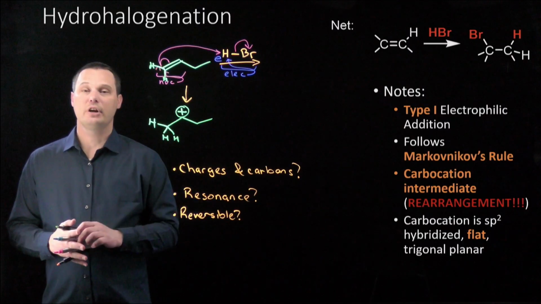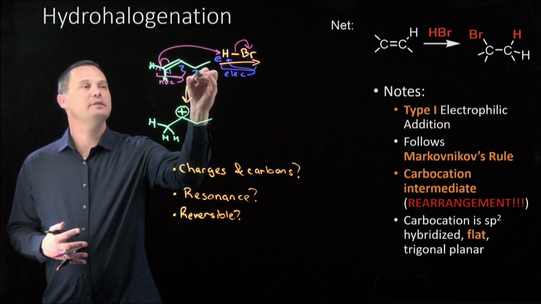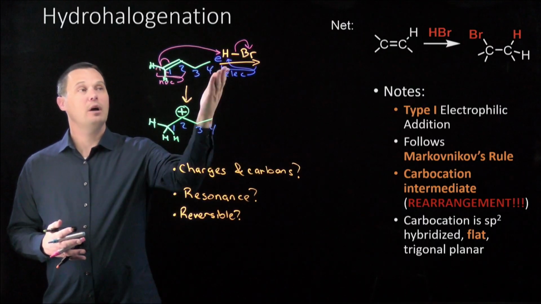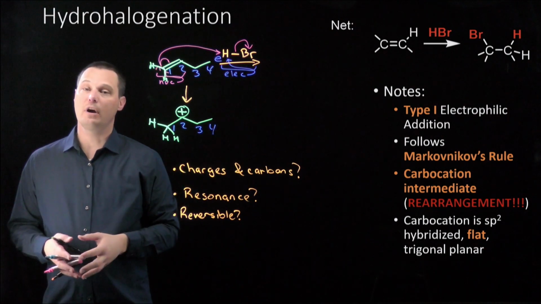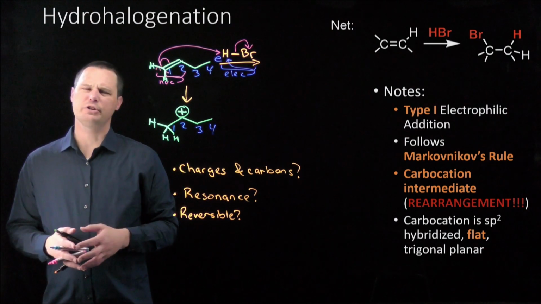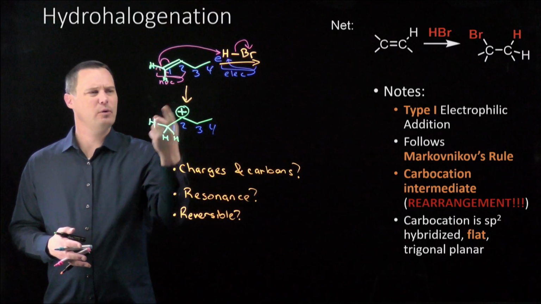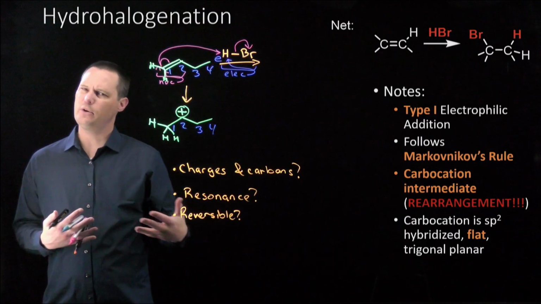Our first question: charges and carbons. Let's give this molecule a numbering system so we can follow along with our carbon numbers throughout the reaction. There are 4 carbons in the starting material. You should make sure you have 4 carbons in your next intermediate. But what about charges? We started out net neutral, 2 neutral molecules reacting, and now we have a net positive charge. It seems like we don't have our charges balanced.